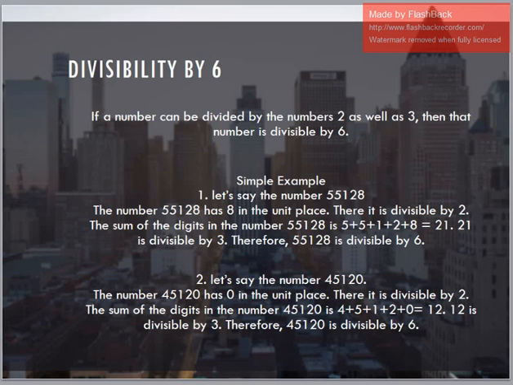So, one more example, 45,120. Its ending is 0, therefore, divisible by 2. When we add it, 4 plus 5 is 9, plus 1 is 10, plus 2 is 12, plus 0 is still 12. Divided by 3 would be equal to 4, which is a whole number. Then, it is divisible by 3. Therefore, once the two are met, it is divisible by 6. So, very clear, we just need to meet the two standards, rule number 2 and rule number 3, to be considered divisible by 6.